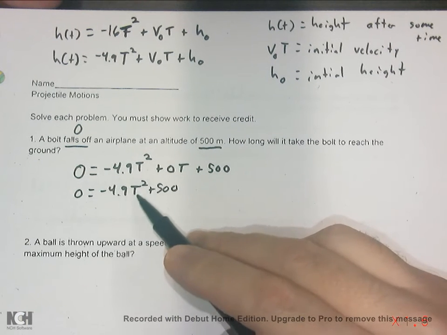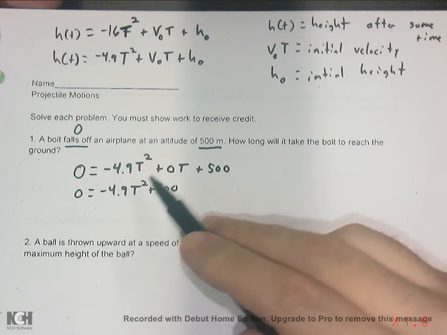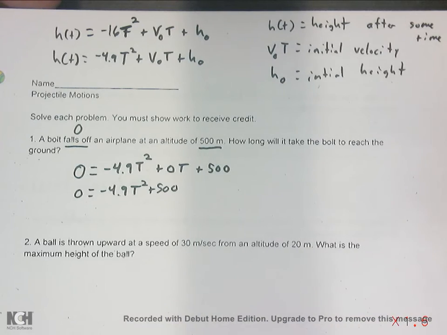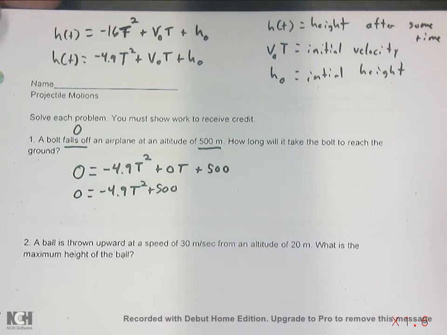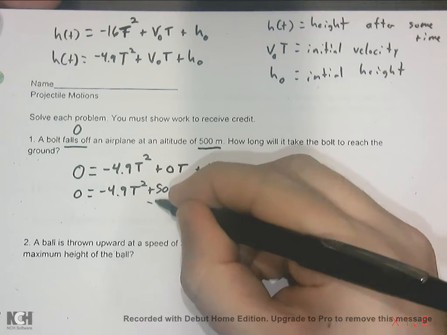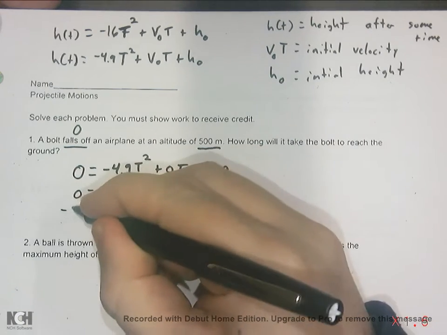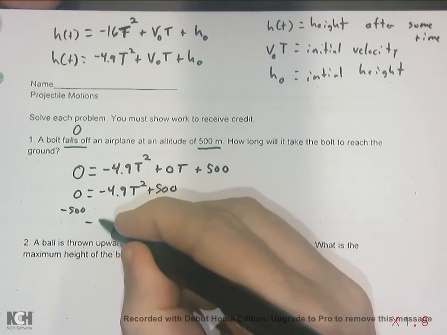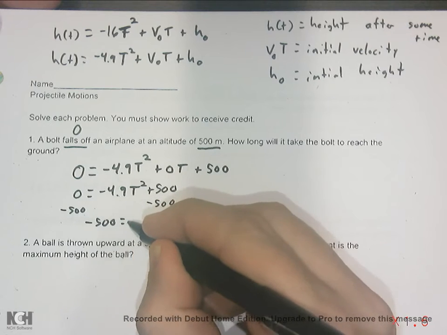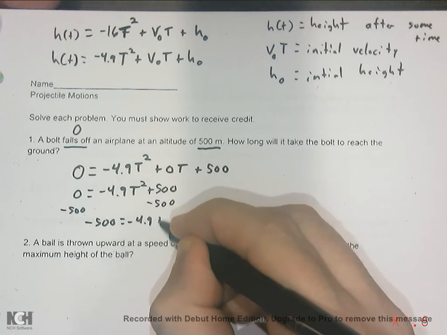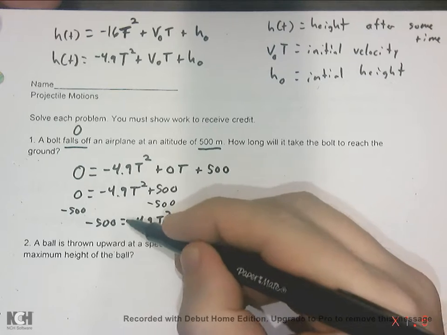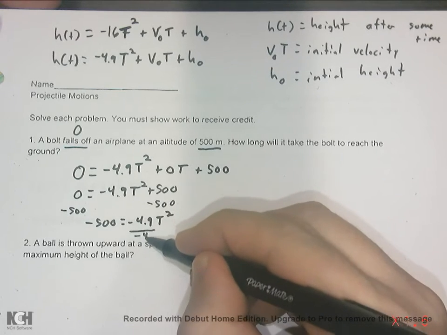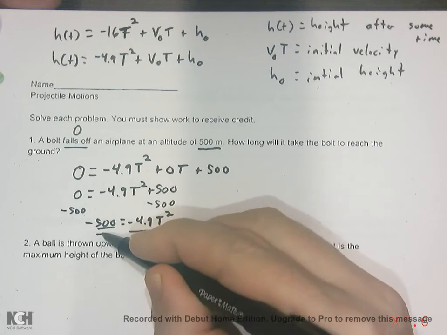Since there's only one variable here, I can also just solve it by doing square roots, right? So I could minus the 500 and square root. I'm going to do that because it takes less time. So minus 500 gives me negative 500 is equal to negative 4.9 t squared. And then I'd divide by negative 4.9 to each side.